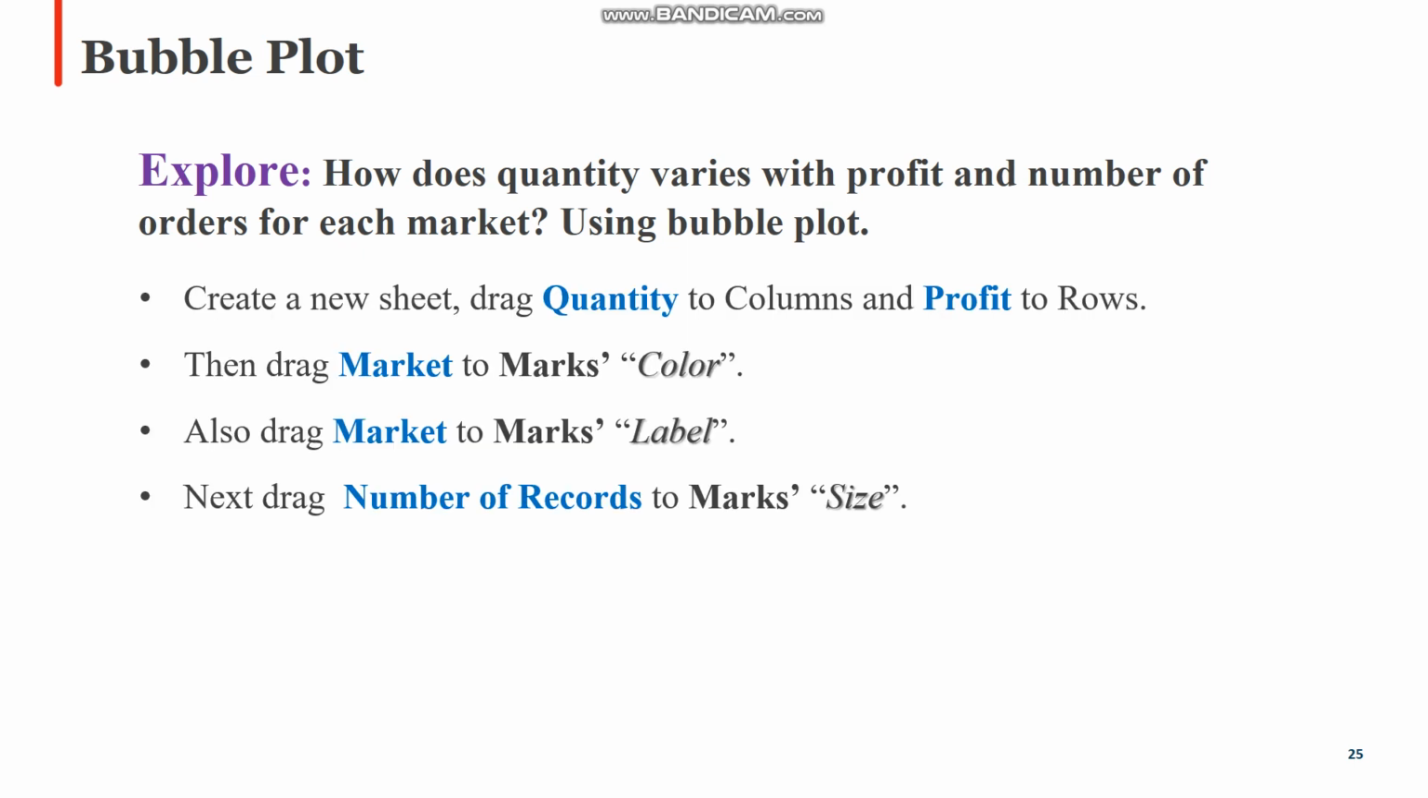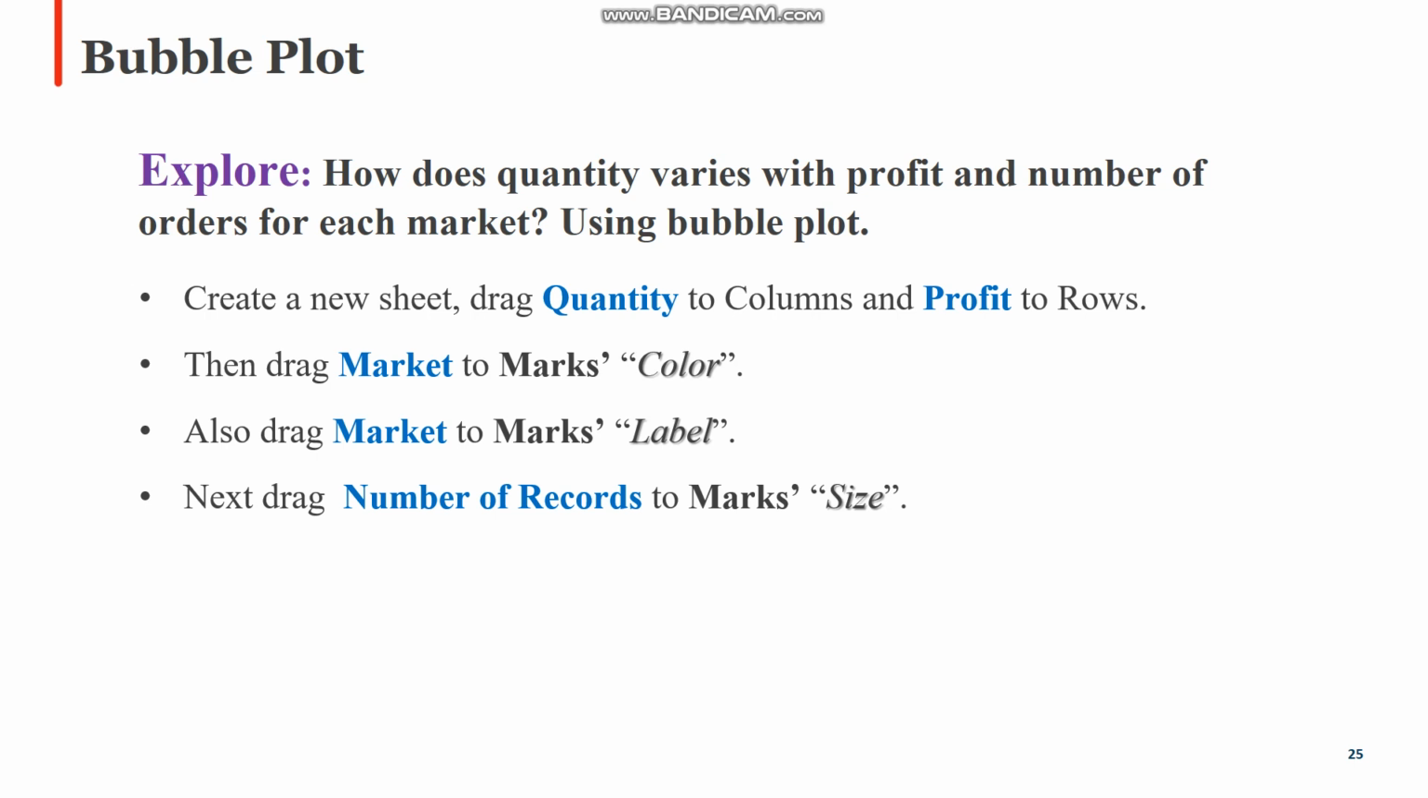The necessary step in Tableau would be, you need to create a new sheet. You drag in the quantity to the column and the profit to the row. So that would be your X position and Y position. Then you need to drag in the market to the marks color. So this is the color visual cues for the market. You also drag the market to the marks label. So you are using the visual cue that text the information to indicate the market as well.